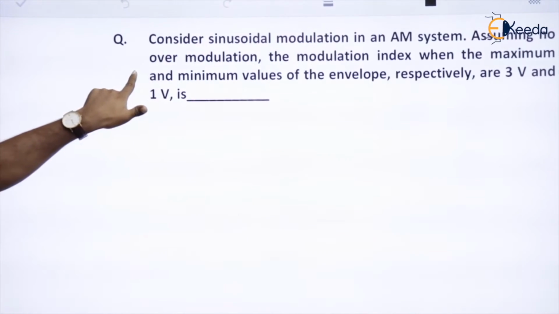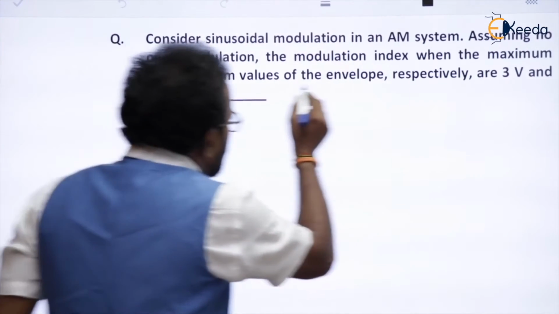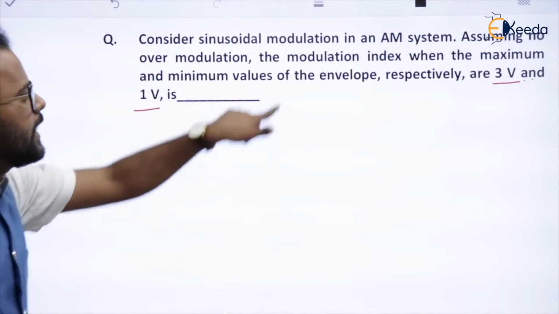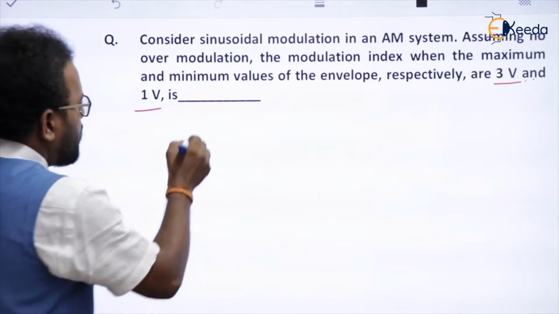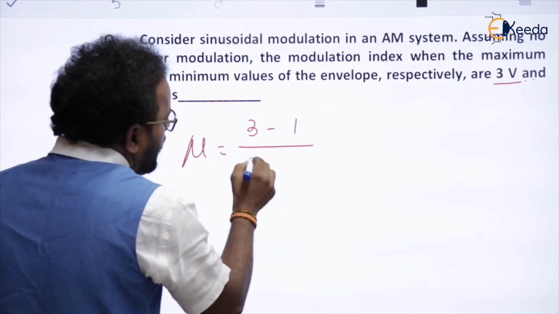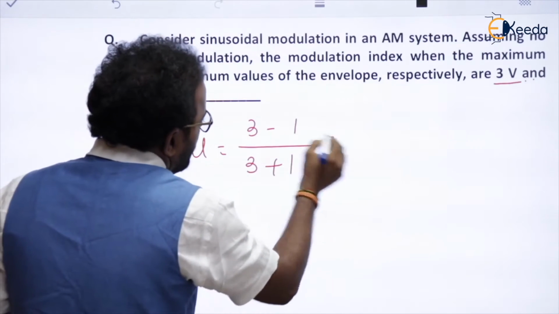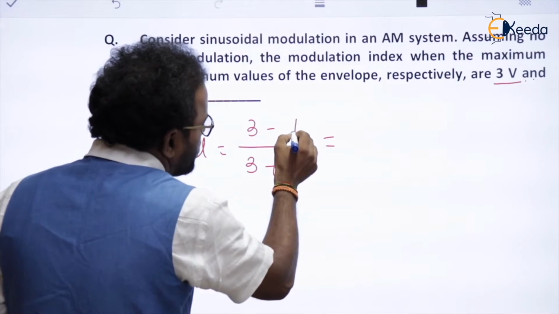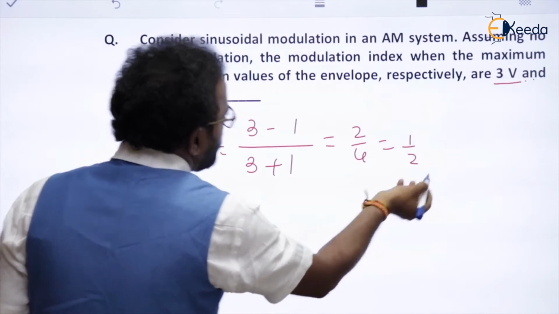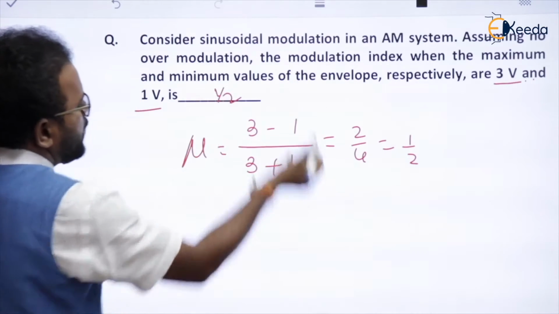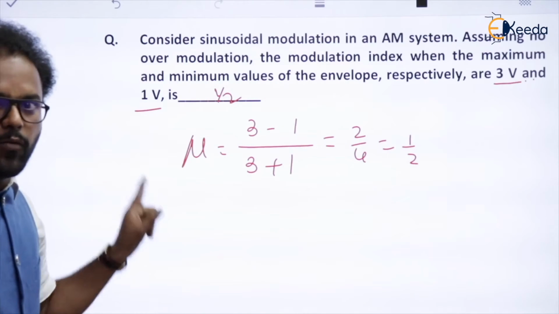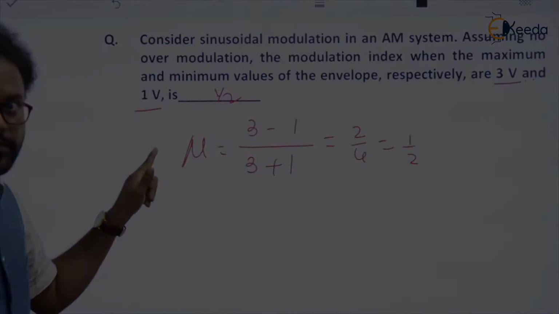Consider a sinusoidal modulation of an AM system. Assuming no over modulation, the maximum and minimum values of the envelope are 3 and 1. What is asked? The modulation index. What is the mu formula? A max minus A min by A max plus A min. A max is 3, A min is 1. 3 minus 1 by 3 plus 1, so 2 by 4, 1 by 2 is the value. In percentage, times 100, 50%. Simple question, 1 mark in GATE.